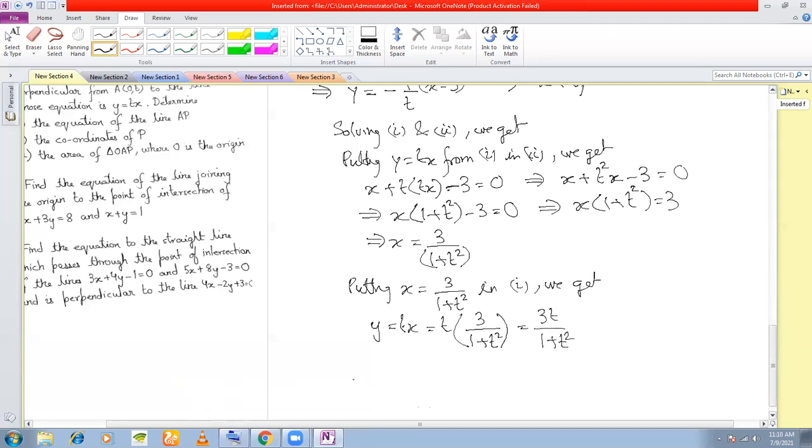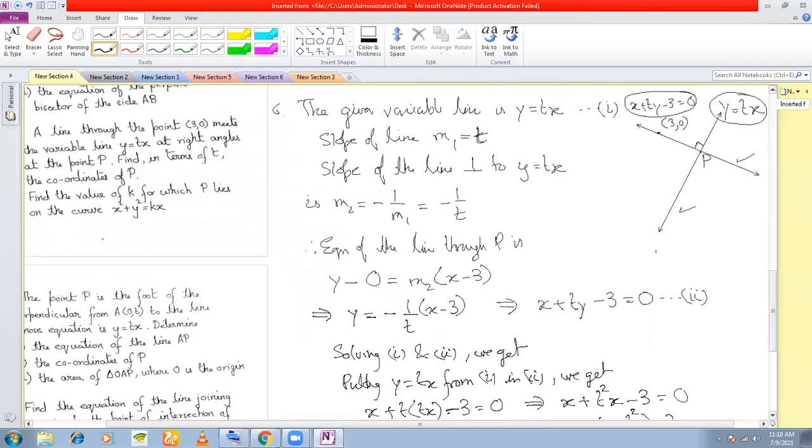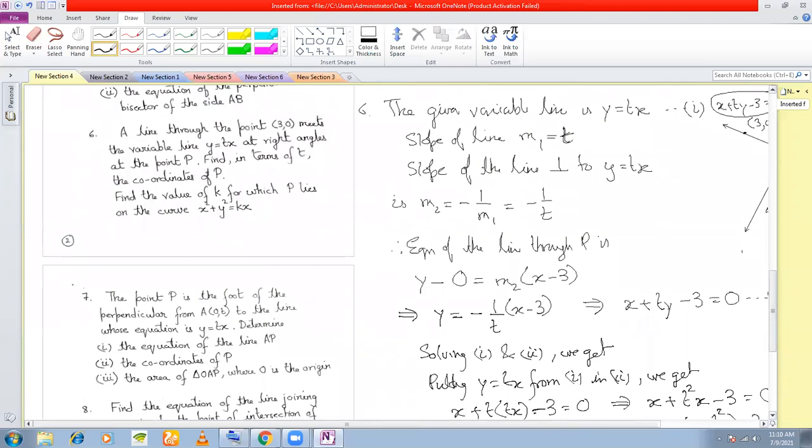So what are the coordinates of P? Coordinates of P, x coordinate is 3 by 1 plus t square and y coordinate is 3t by 1 plus t square. So we've got the coordinates of P. That was the first question here: find in terms of t the coordinates of P. So we have done this.